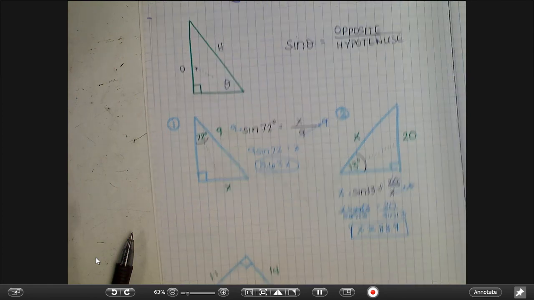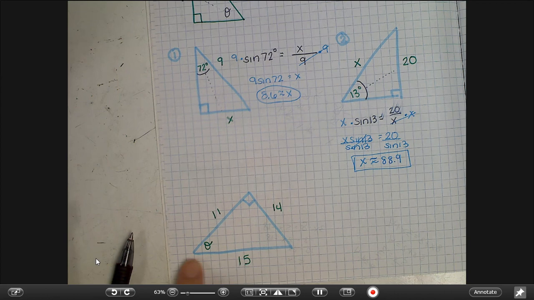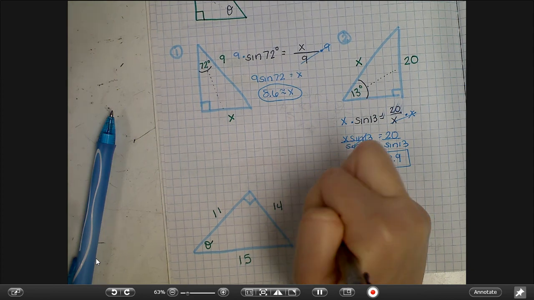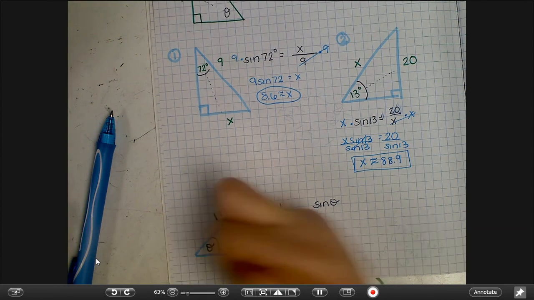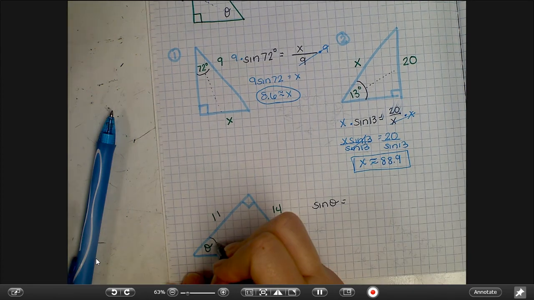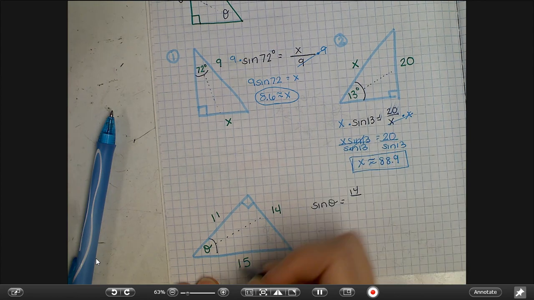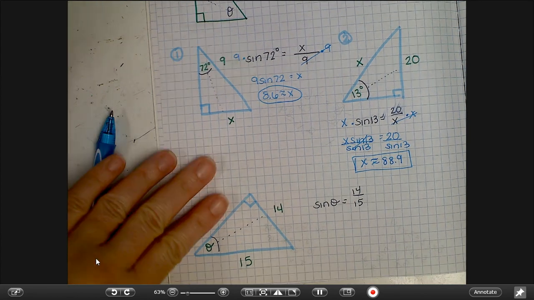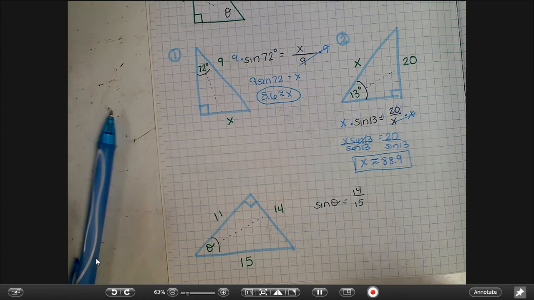All right, one more example, this time trying to find an angle. Now I gave all three sides in this just to show you that you can choose in this one which trig function you want to use, but since we're doing examples of sine on this page, I'm going to do sine theta equals opposite 14 over the hypotenuse 15. The 11 doesn't matter in this one at all because it's not part of the sine ratio.